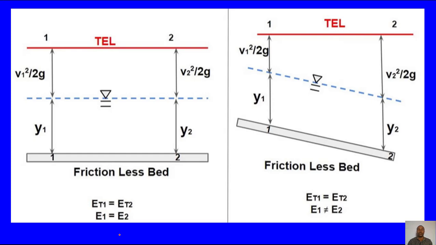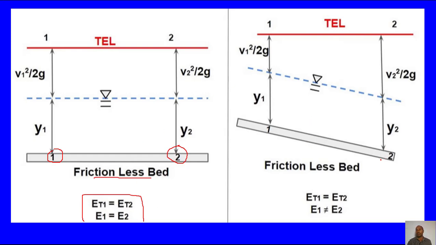Let us see this diagram. You have total energy at point 1, and at point 2 we have y1 and velocity head v1 square over 2g, here also v2 square over 2g. Then you have a frictionless bed. Total energy at section 1 is equal to that at section 2, and E1 is equal to E2 since it is horizontal and also frictionless.